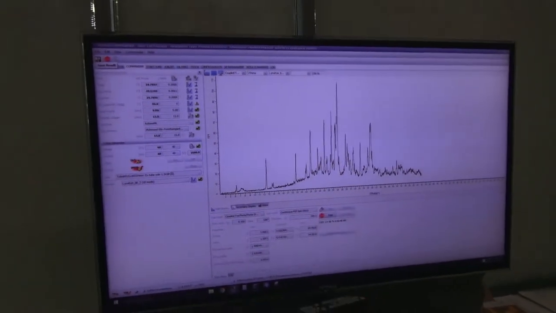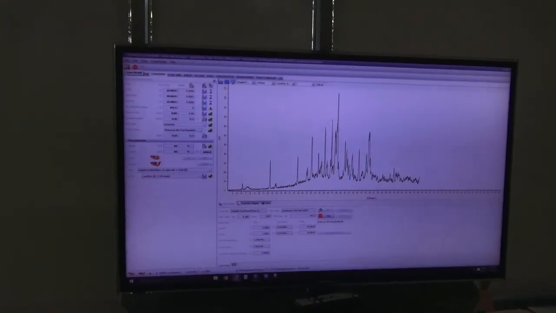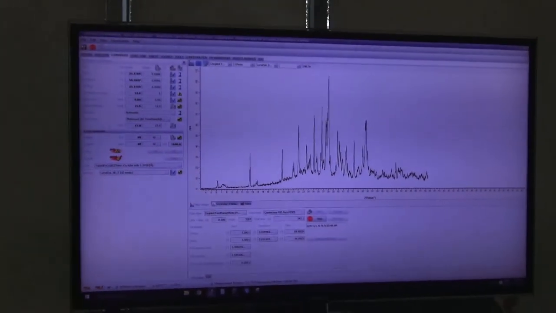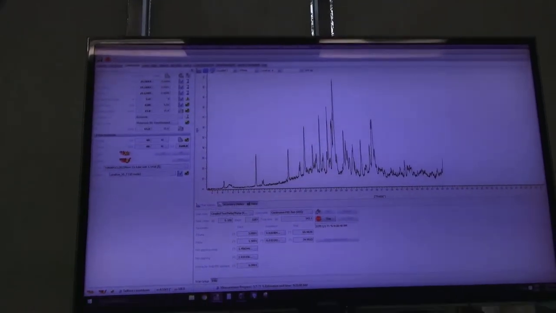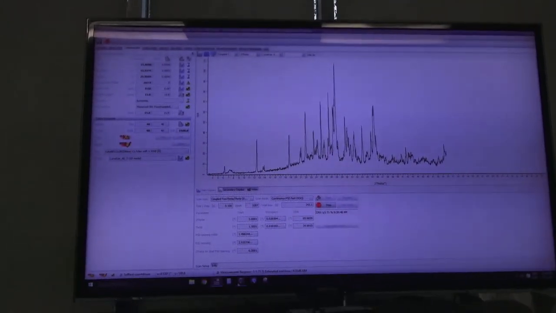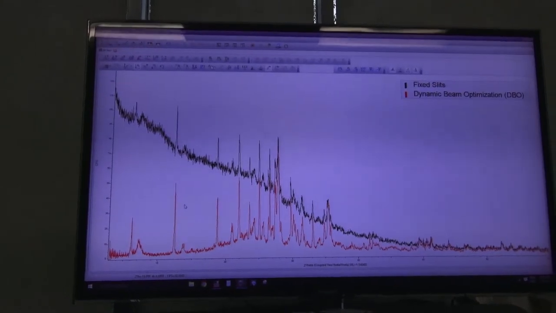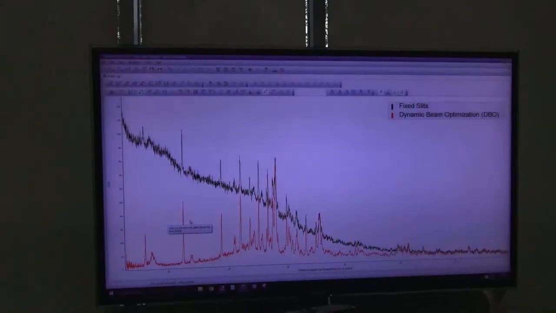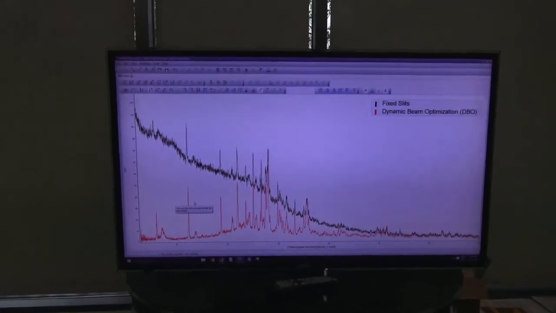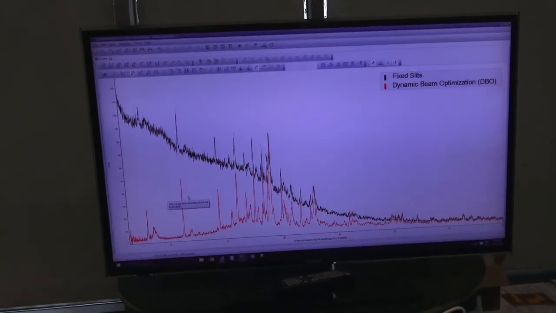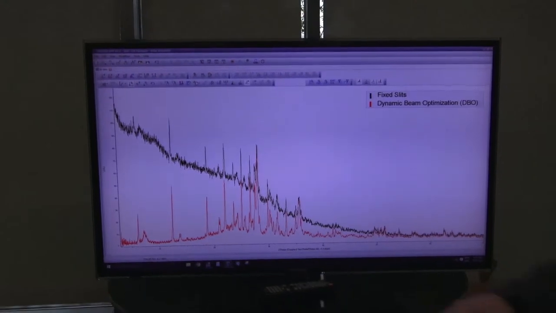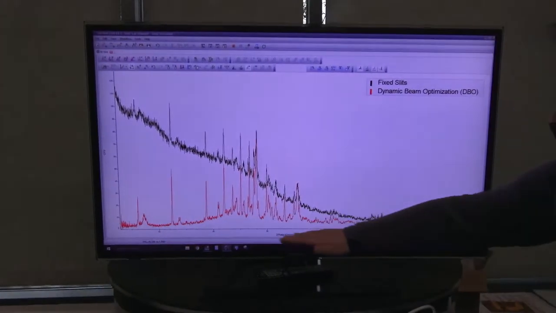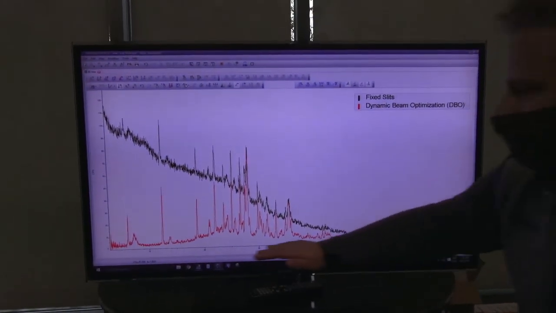Right. Okay. Because it's just a geometric effect. We can convert it in the software using a couple equations. Okay. So do we have that capability in EVA? Yeah. So diffract.eva can certainly convert. So here I've collected a fixed slit scan, which would be a traditional Bragg-Brentano scan, and also a dynamic beam optimization scan. All right. And then here I can definitely see now that we have that nice flat background all the way over that entire range.